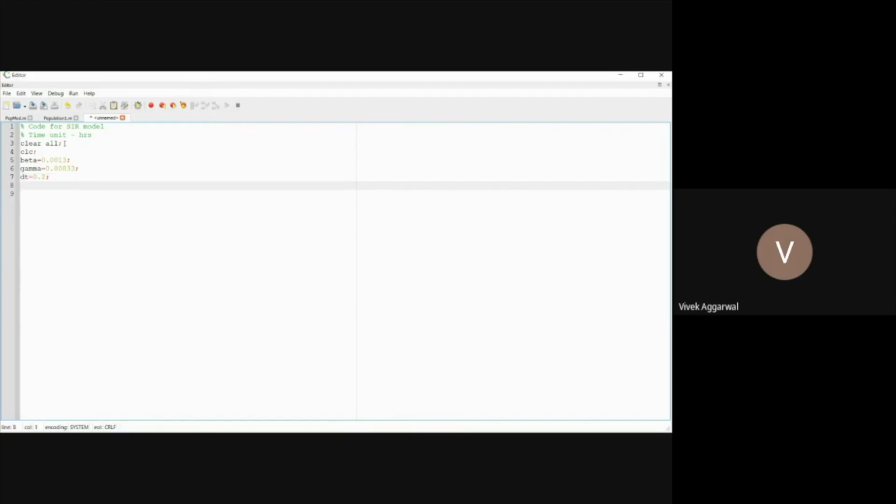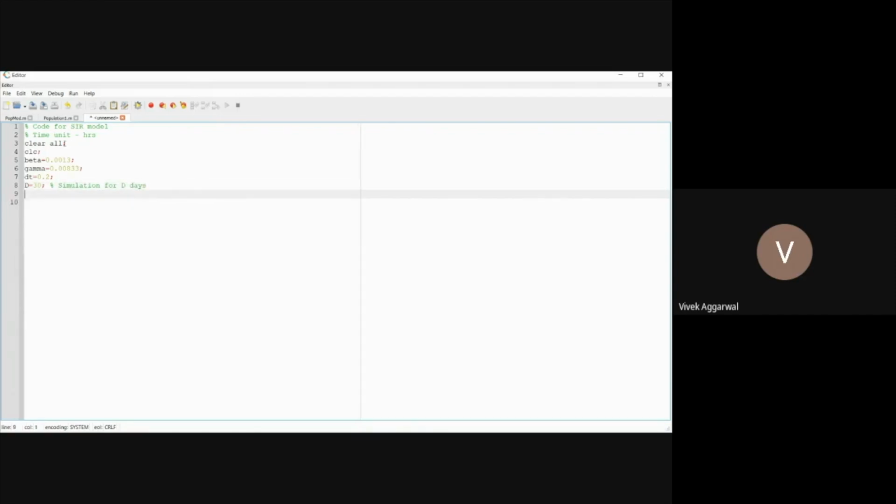Then I want to see how much time we want to calculate, because suppose I want to see how the susceptible becomes infected and infected becomes recovered in maybe 1 month or maybe 2 months or maybe 15 days. So I just take the factor d. So d I just take as 1 month, so I just type 30. So d, I can write, simulation for d days. This is the simulation I'm going to define.